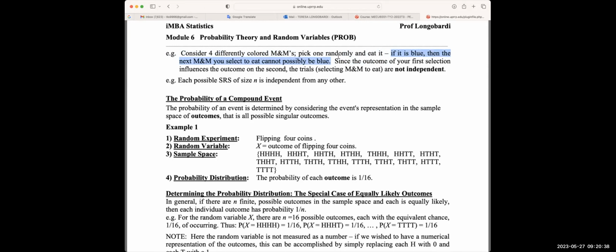So the probability of blue begins as 1 out of 4 chances to get a blue, because you're equally likely to get, because they're all different colors. So each one has an equal chance. But once you pick out the blue, you've changed the distribution of colors in that bag. So you cannot possibly select a blue. So now the chance of a blue goes to 0. So this is an example of no independence. Okay, these are not independent selections.